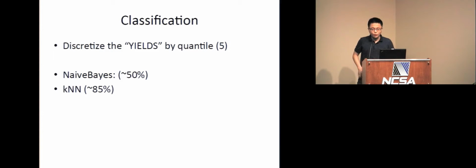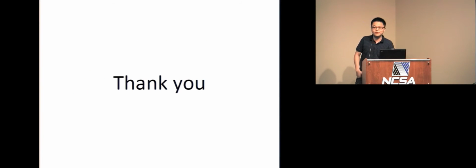And also we want to use more methods to apply machine learning. Here we want to use classification because there are more classification methods in machine learning, where we discretize the yields by quantile. We used naive Bayes, but naive Bayes didn't give us a good result because many variables in our dataset are highly correlated, so it's not a good method to adopt. Then if we use KNN, the k nearest neighbor, we achieve a very high accuracy. Yeah, thank you.